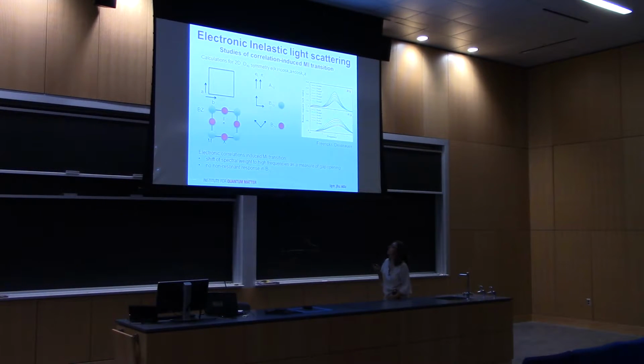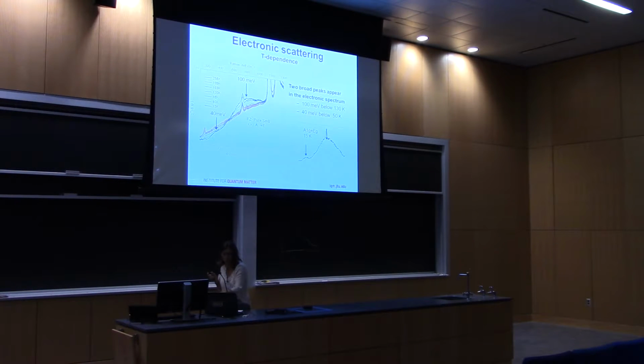Then in the A1G and B1G responses, which are orientations again in the unit cell, we will probe different parts of the Brillouin zone, and we will see the shift of spectral weight to high frequencies. We will see the opening of a gap in the electronic transitions. And this is the temperature dependence of the spectra of a mixture of A1G and EG, which is projected on B2G.